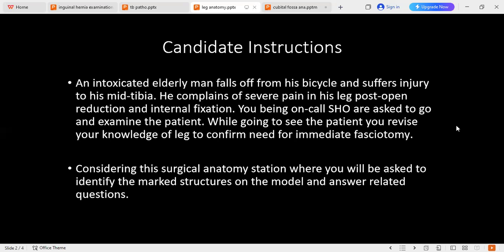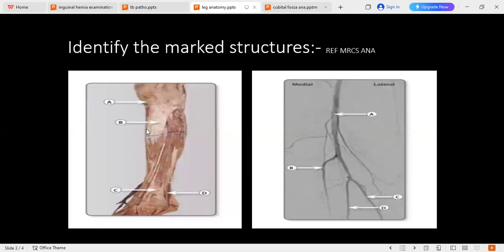So if you've read and understood the surgical anatomy station, please tell me, in the picture on the right-hand side, what are you looking at, please? I'm looking at the right leg. Can you identify which side it is, please? This is the right side. No, how come? Have a look. It's the left leg. Yes, it's the left leg.